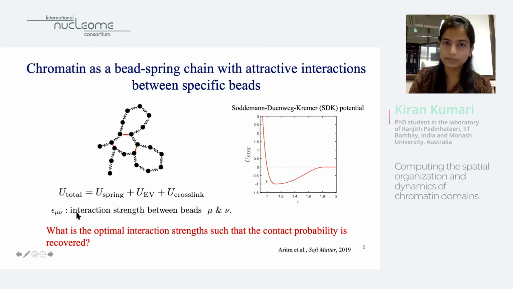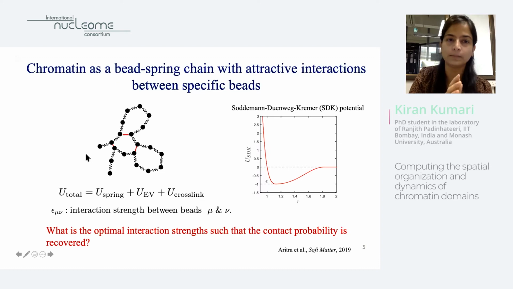To study this, we have first modeled the chromatin as a bead-spring polymer, where the adjacent beads are connected by harmonic springs. The excluded volume, which is basically the steric hindrance, as well as the cross-linking between the chromatin, represented by the red bonds here, are modeled by a potential, the Soddemann-Dünweg-Kremer potential. The repulsive part models the excluded volume, and the attractive part, which smoothly goes to zero, models the cross-linking.